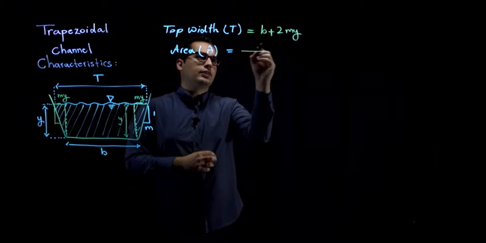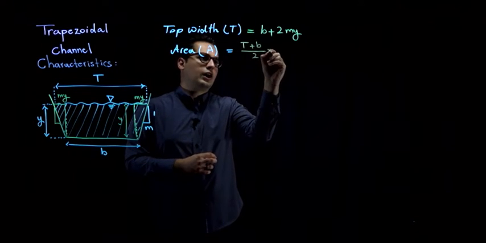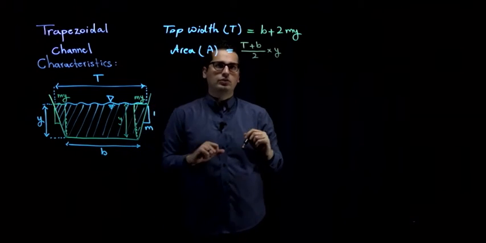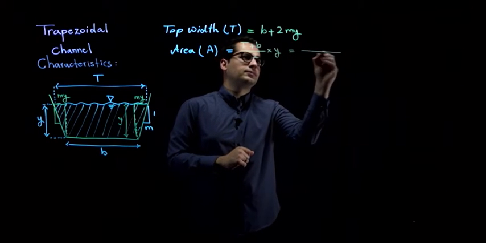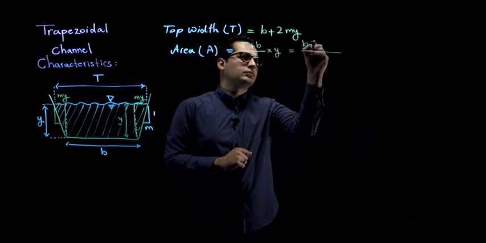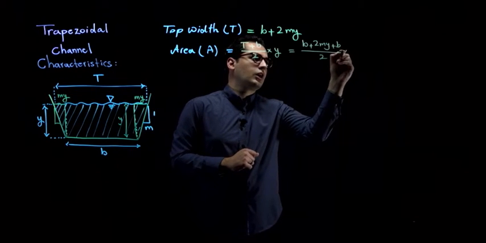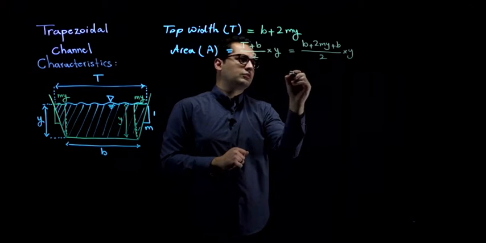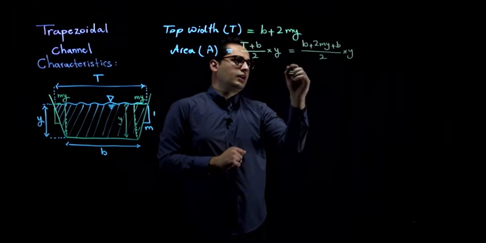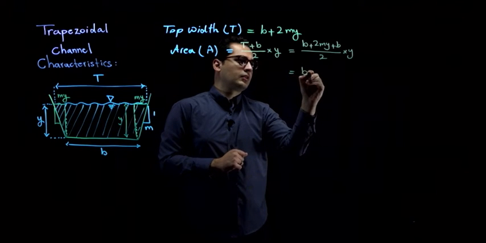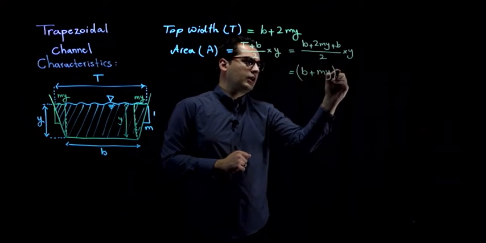This is how I calculate that. So I have top width plus bottom width divided by 2 times y, which is the depth of the channel, right? And top width we calculated over here. Let's put it inside this equation. Times y. And then this gives me b and b, 2. And then I can cancel out the 2's over here. It would be b plus my times y.